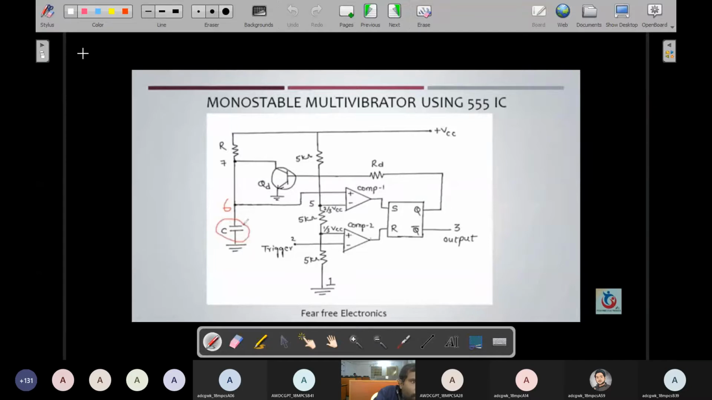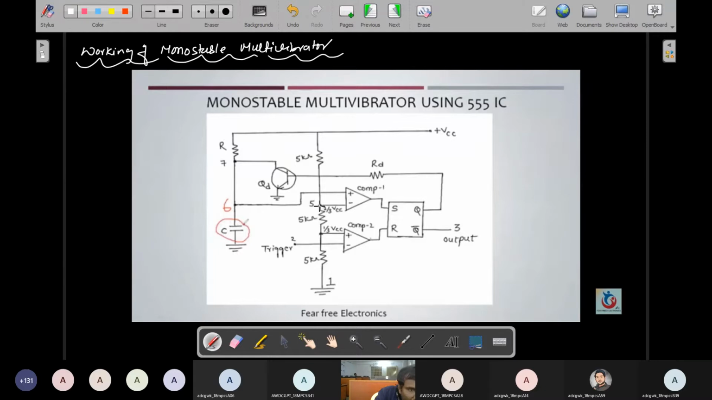See, working of monostable multivibrator. The monostable multivibrator is also similar to the astable multivibrator, but here the 6th pin is directly connected to the comparator, and this is the 5th pin. What is the 5th pin? The 5th pin is nothing but the 2/3 VCC potential divider pin. So the 5th pin is a voltage control.